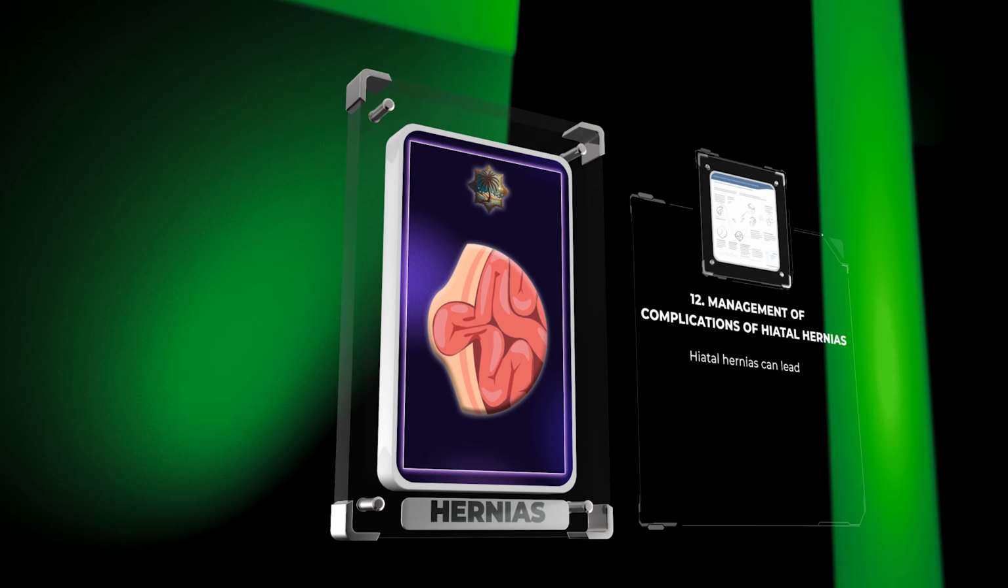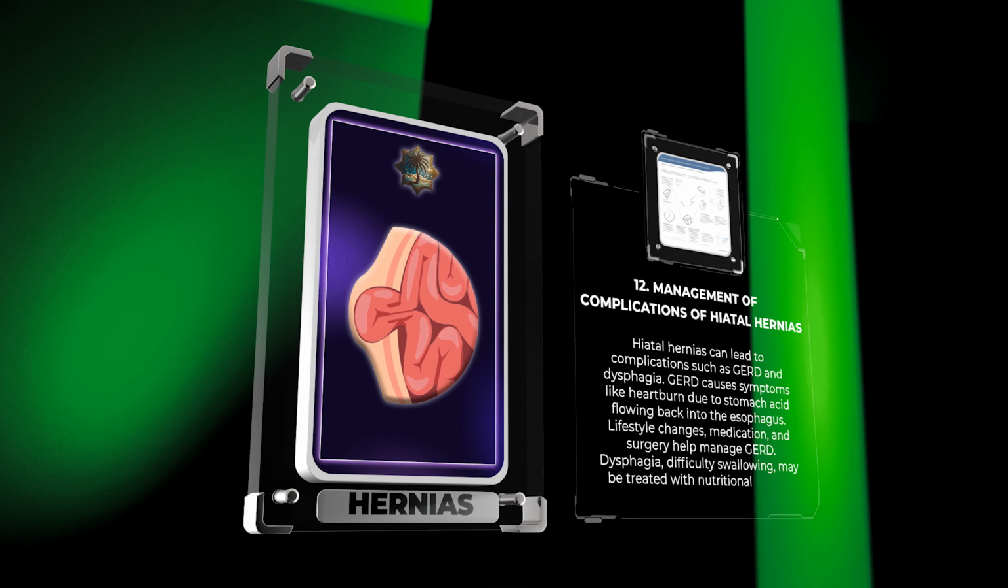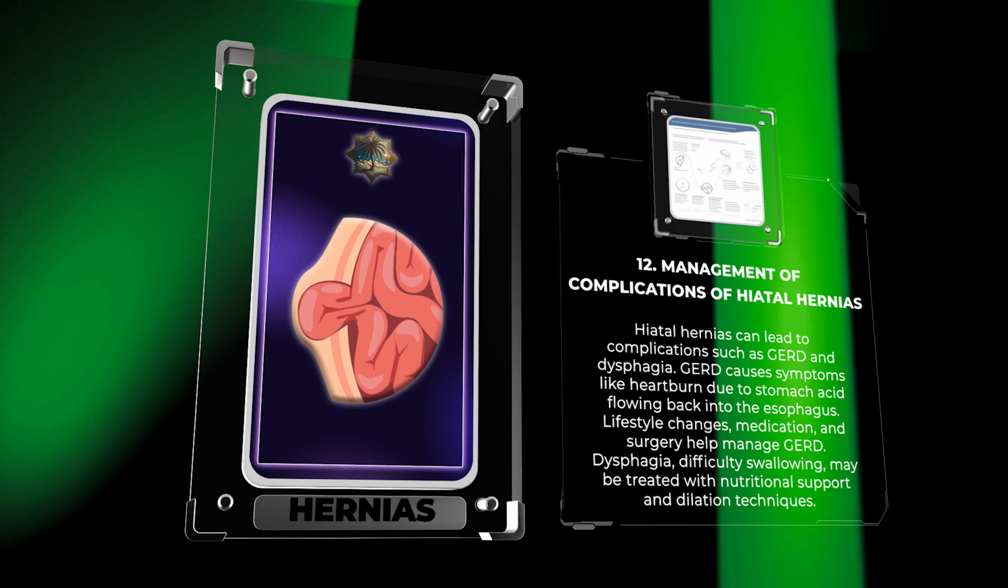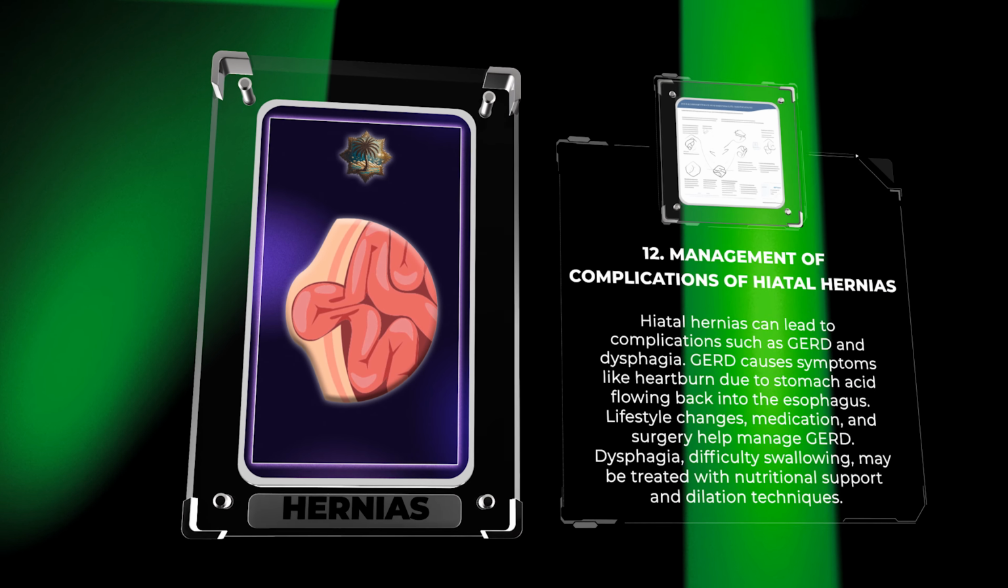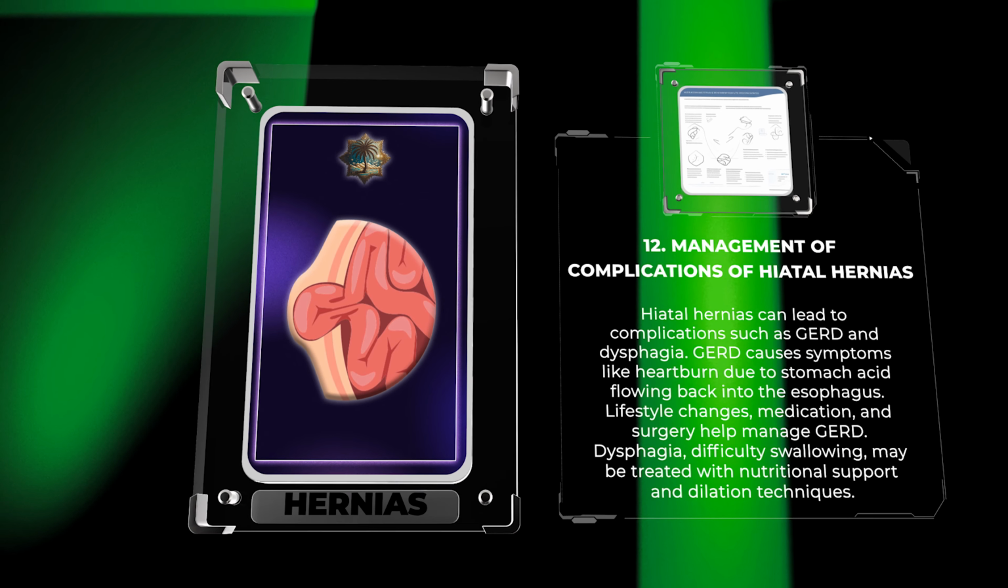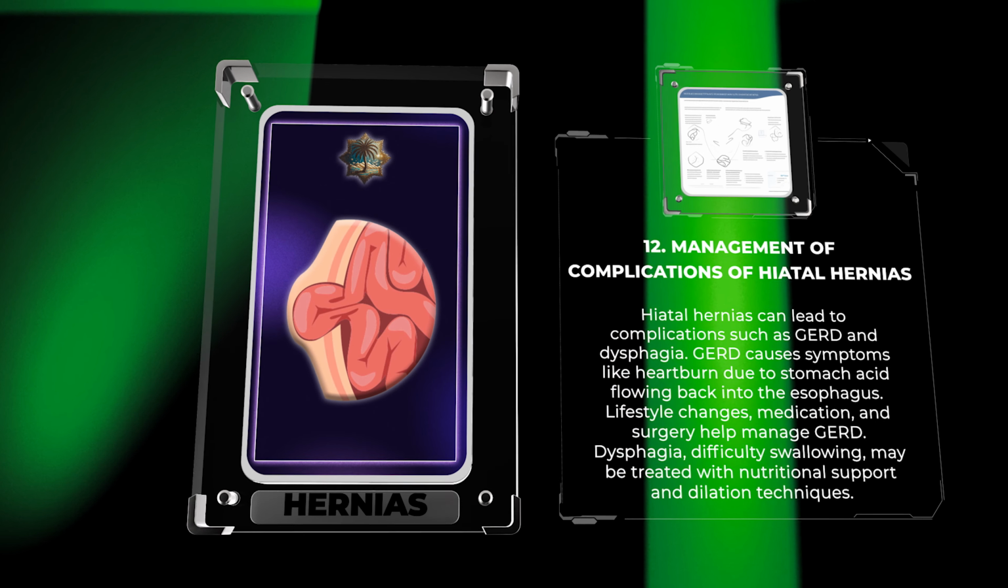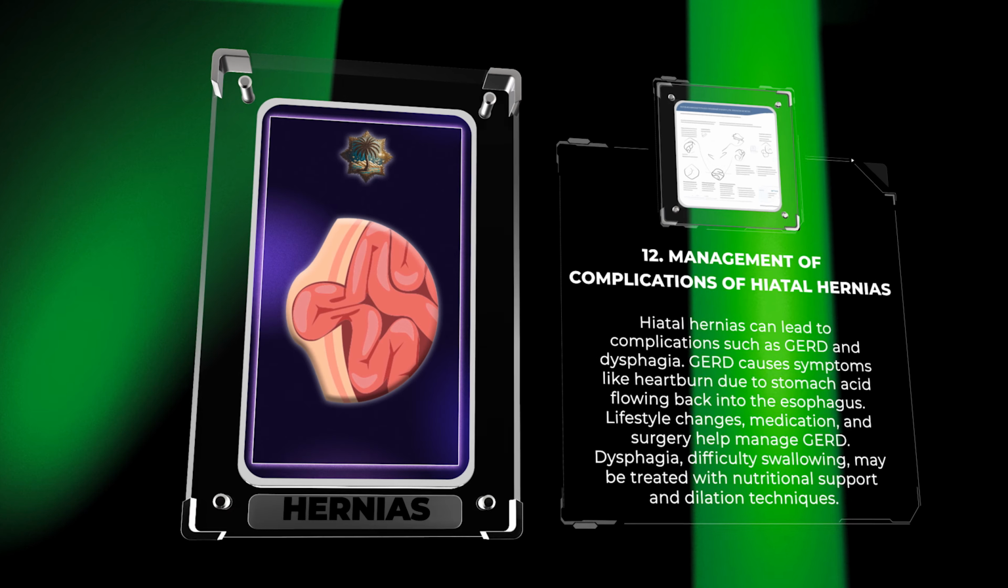Hiatal hernias can lead to complications such as GERD and dysphagia. GERD causes symptoms like heartburn due to stomach acid flowing back into the esophagus. Lifestyle changes, medication, and surgery help manage GERD. Dysphagia, difficulty swallowing, may be treated with nutritional support and dilation techniques.